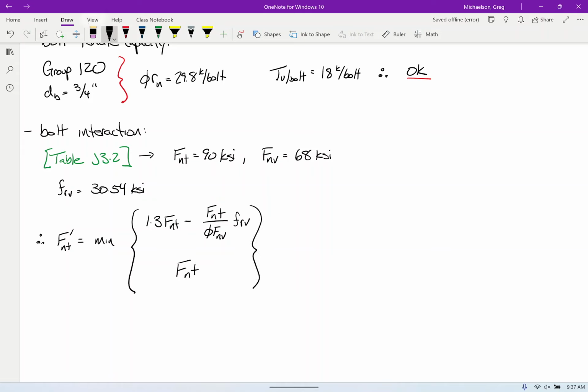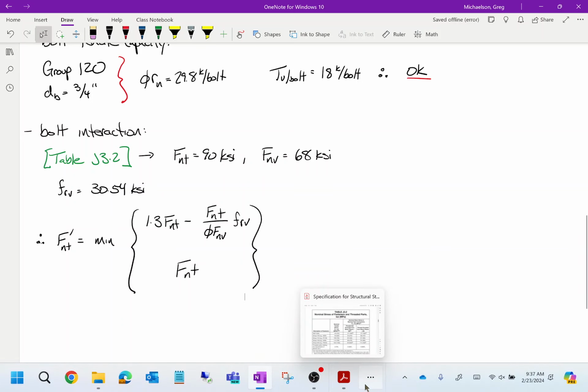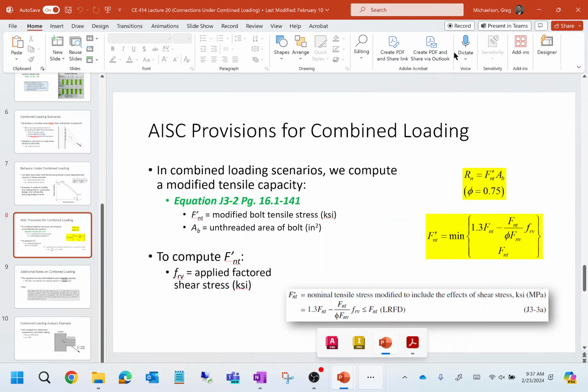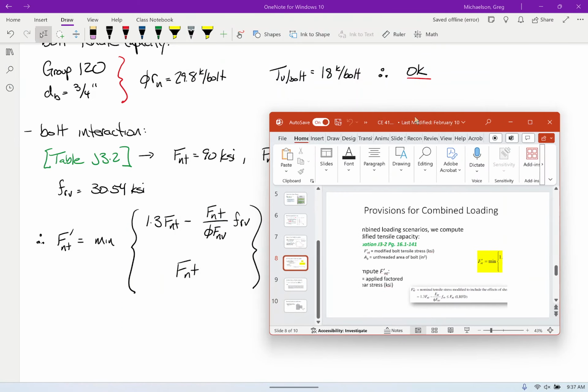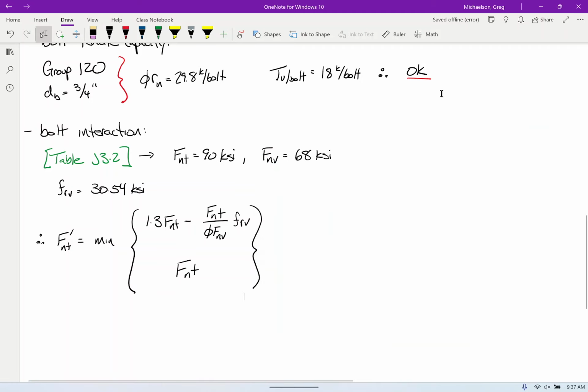All right. Did I get that right? Make sure. Let's see. FNT, FT, FV. Yep, got that right. Okay. So here's our expression that we're going to do. All right. And let's see. Let's start checking this out. All right. So 1.3. Oh, I can do better than that.